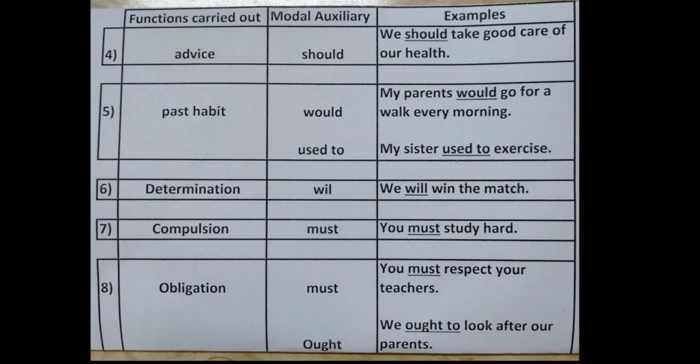My parents would go for a walk every morning. Go is the main verb and would is their past habit. My sister used to exercise. Exercise is the main verb and used to is modal auxiliary showing past habit.